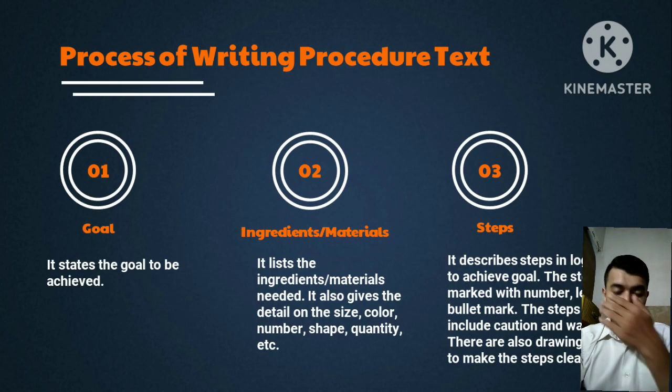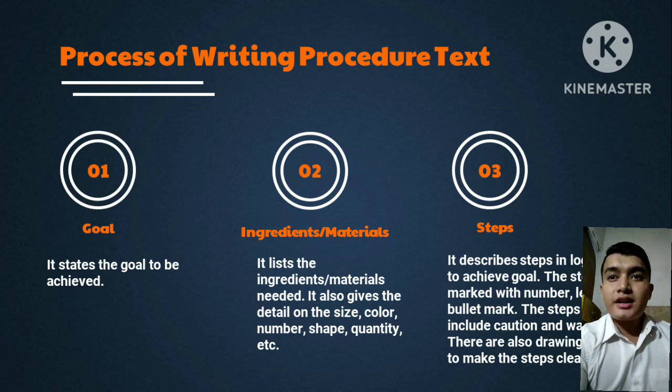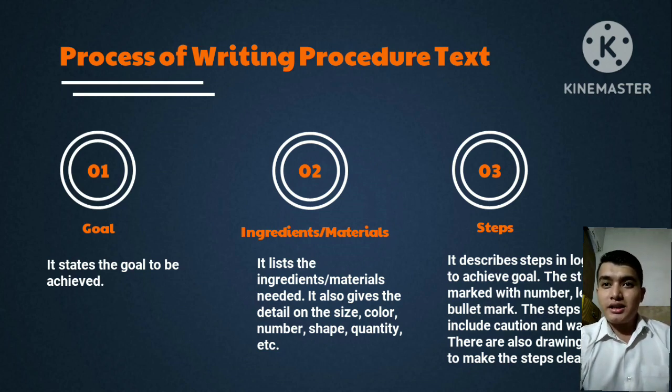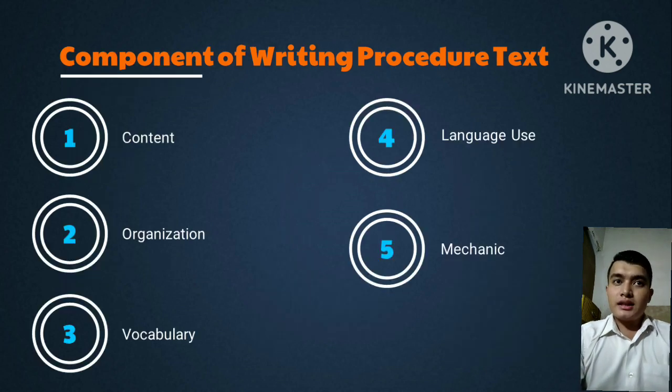We come to the next point, the process of writing procedure text. The goal, it states the goal to be achieved. Ingredients or material, it lists the ingredients and materials needed. It also gives the detail on the size, color, number, or shape, quantity, etc. The third, steps, it describes steps in logical order to achieve the goal. Components of writing procedure text. The first, content. The second, organization. The third, vocabulary. The fourth, language use. The fifth, mechanics.